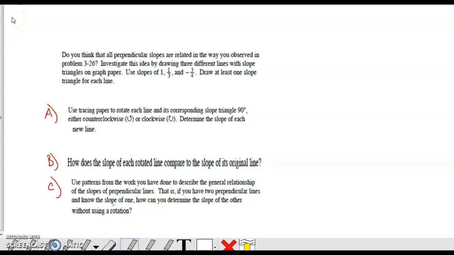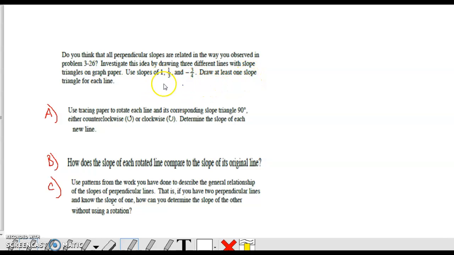Okay, so we're going to pick up exactly where we left off. What we want to do is figure out, do we think that all perpendicular lines are related in the way that we observe? Potentially opposite reciprocals. So what I want you to do is investigate this by drawing 3 different lines with the slope triangles on your graph paper. It doesn't have to be slope triangles, but we just want to draw the lines.